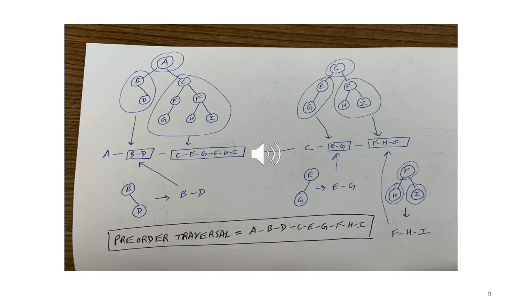So this is the pre-order traversal for the same tree. ABD CEG FHI. So you can see recursively doing those three steps in the same sequence. Okay. So I hope now that the pre-order traversal concepts are clear to you, right?